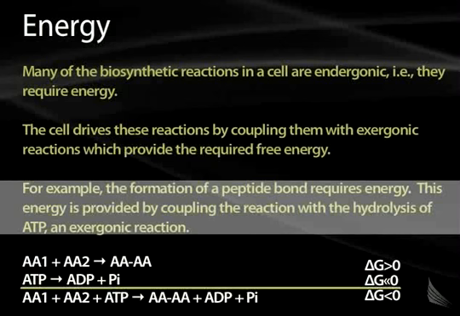So if you add these things together, amino acid 1 plus amino acid 2 plus ATP can cause the formation of a dipeptide bond with the release of ADP plus inorganic phosphate. The net result is a reaction where the delta G is less than 0. So this reaction can proceed spontaneously then because it is a net exergonic reaction when you combine the two reactions together.